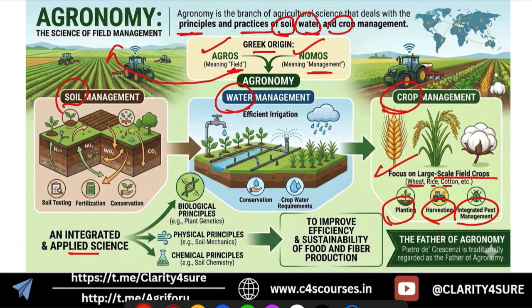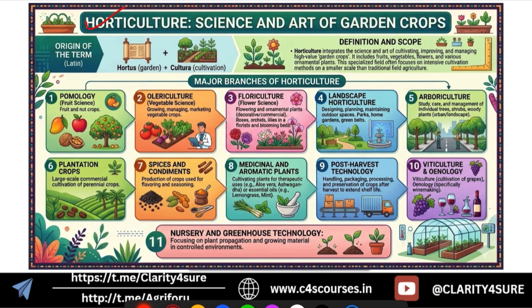It is an integrated and applied science that integrates biological, physical and chemical principles to improve efficiency and sustainability of food and fiber production. And remember, the father of agronomy is Pietre de Crescenzi. So that's it. Agronomy is the science of field management. So next is horticulture.